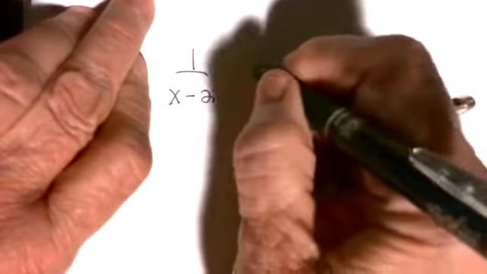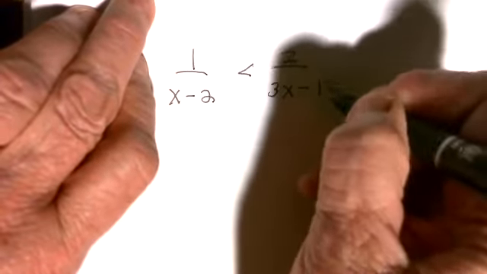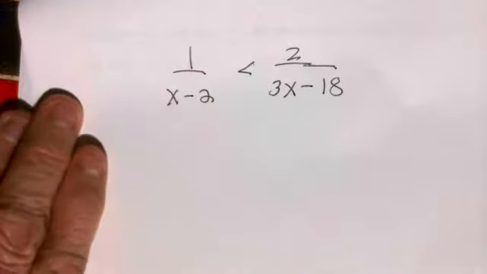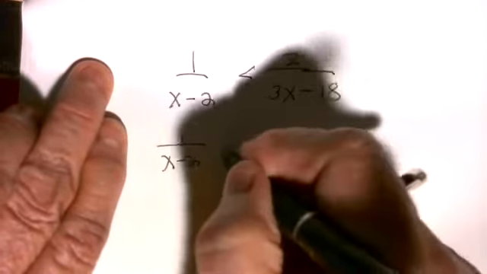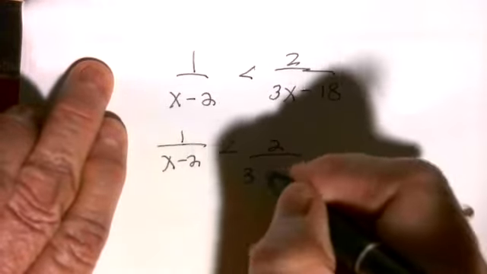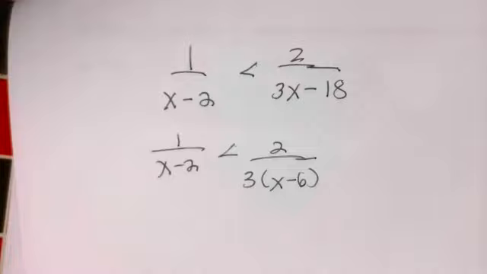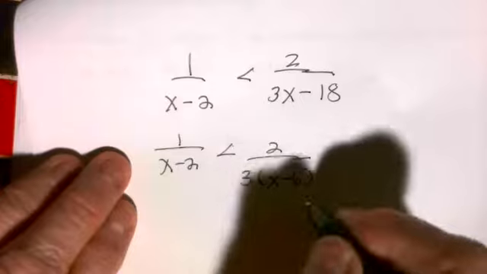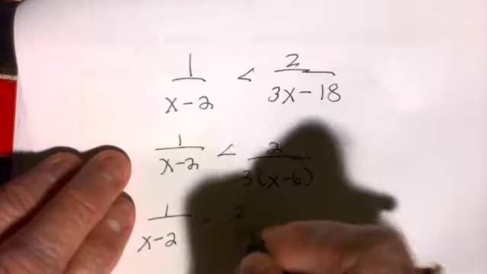Okay, so let's look at this. So we've got 1 over x minus 2 less than 2 over 3x minus 18. And so I'm going to go ahead and factor the denominators. Factor out a 3 here. And so then what I'm going to do is find my boundary numbers, and you can go ahead and get this with 0 on one side.